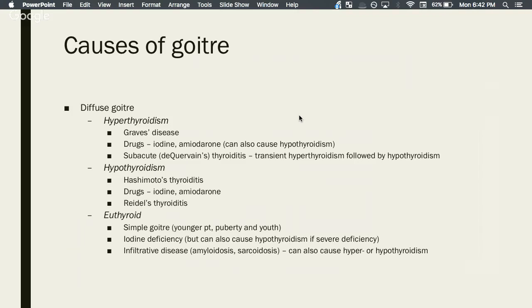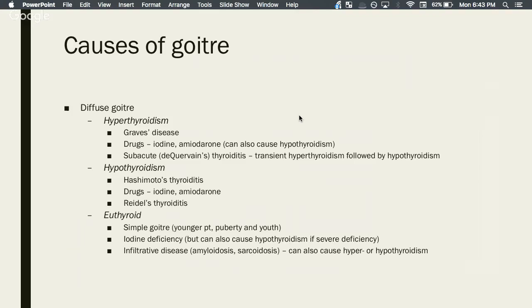So in terms of the causes of a goiter, if it's a diffuse goiter and the person has hyperthyroidism, the most common condition is Graves' disease, and drugs that can cause it are iodine and amiodarone. Amiodarone can cause either hyper or hypothyroidism, so that's not particularly helpful. And subacute thyroiditis is transient hyperthyroidism followed by hypothyroidism. In terms of hypothyroidism, you can have Hashimoto's, or again, drugs, and Riedel's thyroiditis.